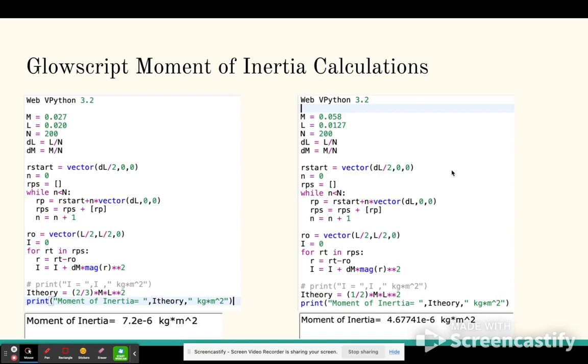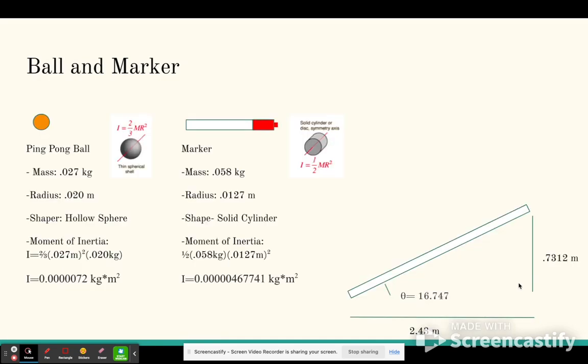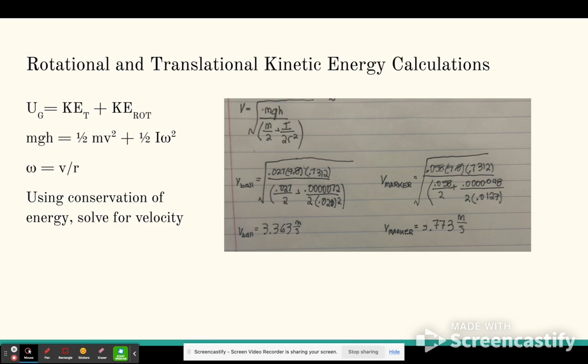So here's the GlowScript Python code I used to find the moment of inertia. I plugged in the parameters for the ping pong ball and the marker, and then it came up with the moment of inertia for each object, which is the same as doing the raw calculations. So now, with this information, we can find the translational kinetic energy.